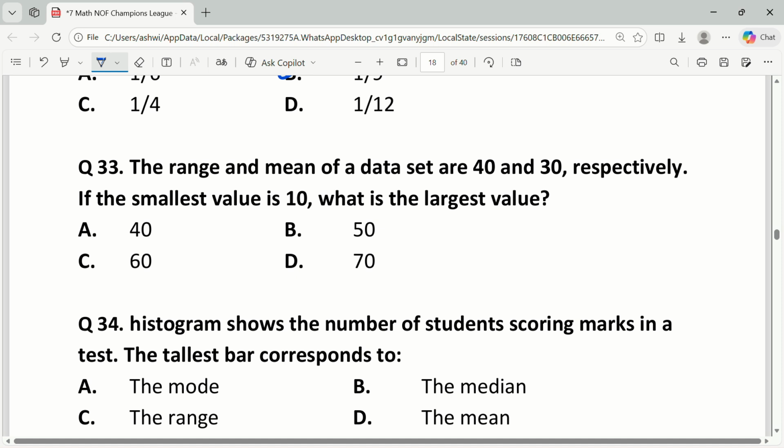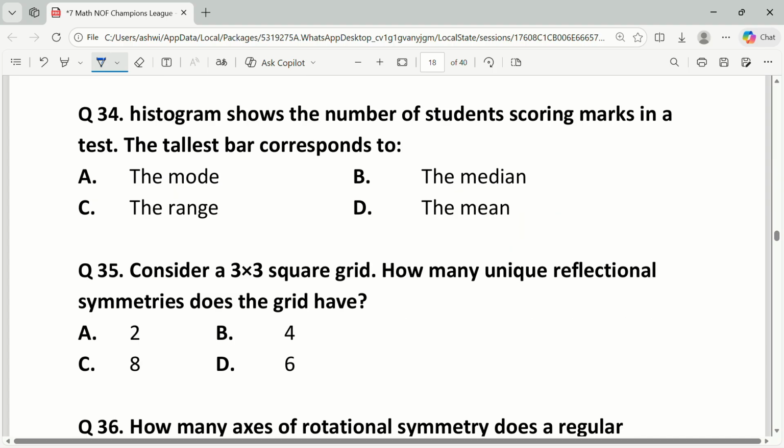The range of a data set is the difference between the largest value and the smallest value. That is 40 is equal to largest value minus smallest value, that is 10. So largest value is equal to 50. Comparing with the options, the answer is B, 50.